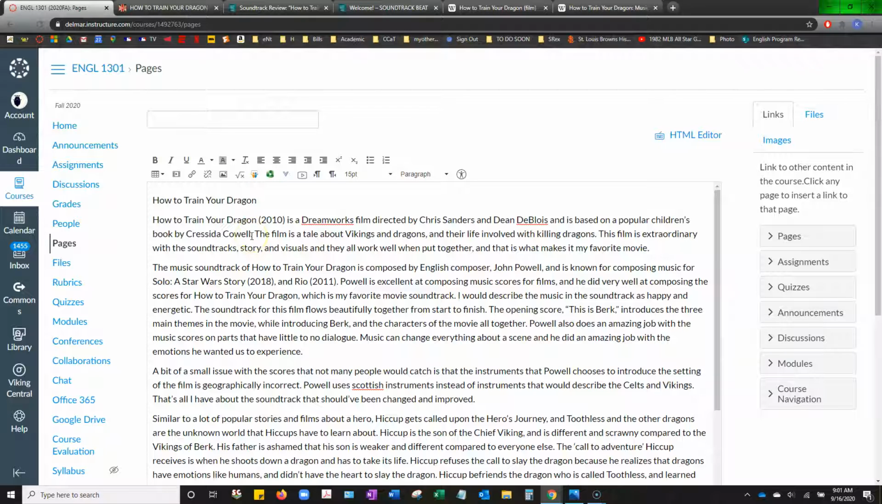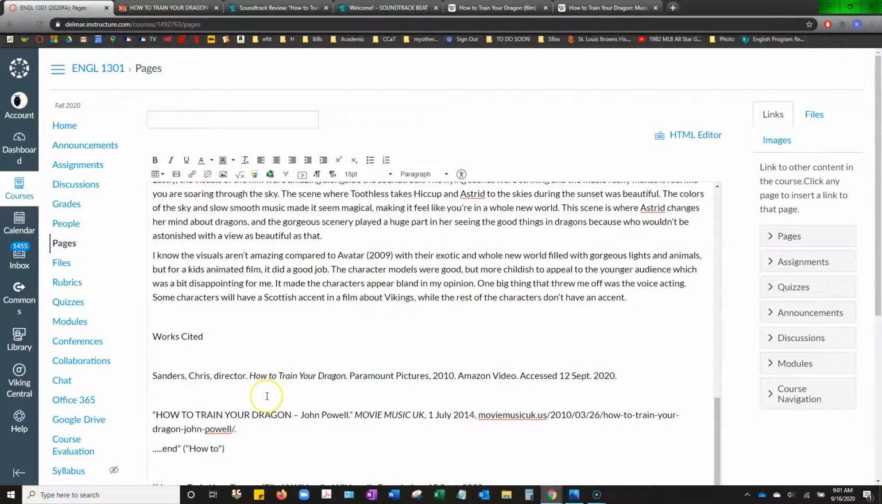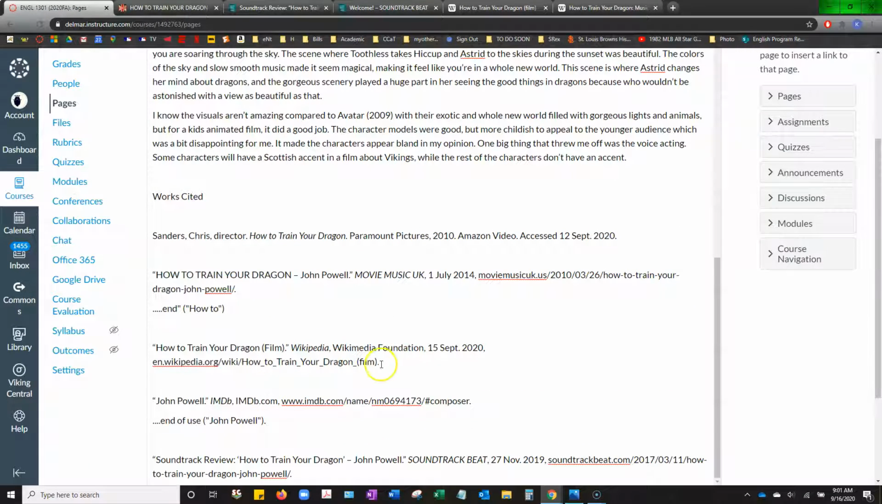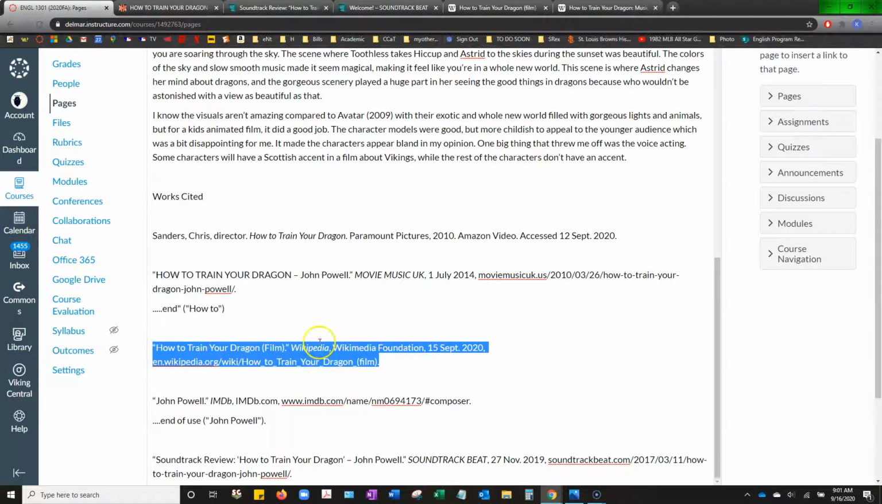I don't think we need a source to be able to back us up on this one. This is our own personal observation about the film involving factual information. This is us handling a primary source. Therefore, we're okay. The film is a tale about Vikings and dragons and their life involved in killing dragons. So far, I think we're good. I don't think we need any sort of source to back us up here. So I'm guessing we could probably just get rid of this from the works cited page altogether. That's my guess.